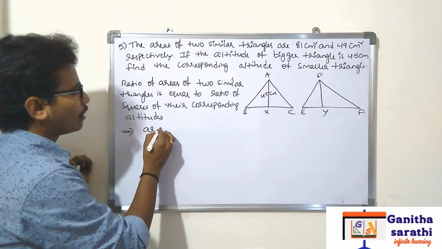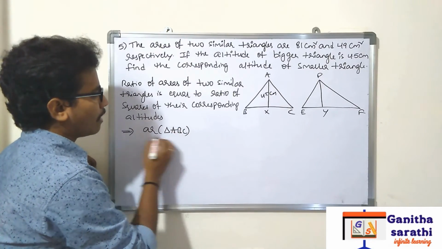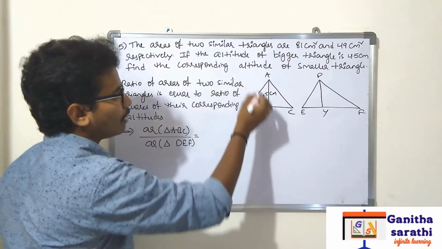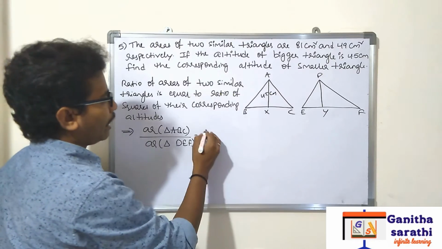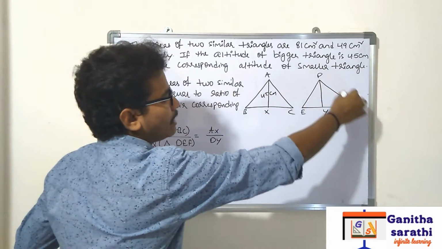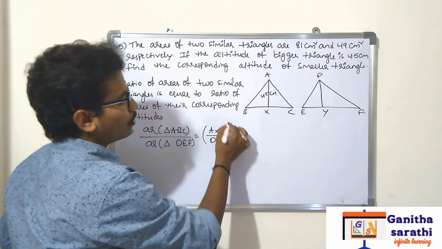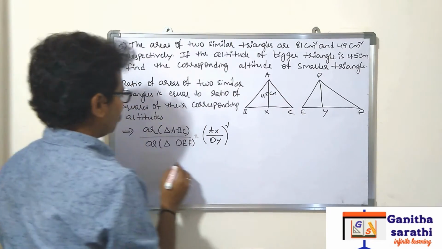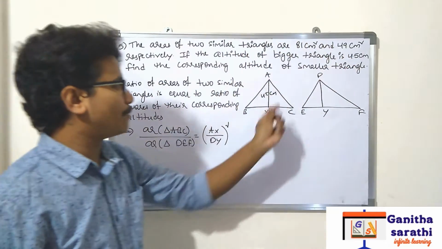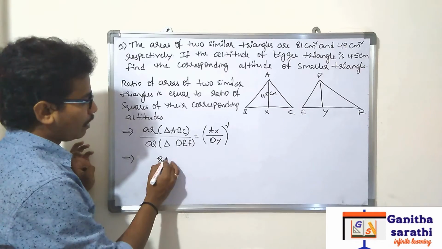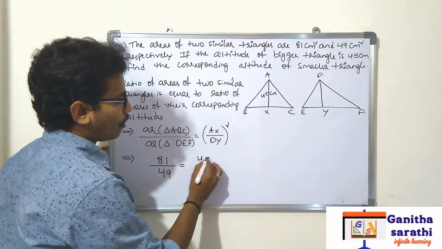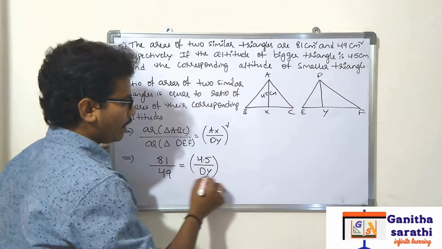Now see, what are the two triangles? Area of triangle ABC by area of triangle DEF is equal to, what are the corresponding altitudes here? AX by DY, right? AX is altitude of bigger triangle, DY is the altitude of smaller triangle, whole square. We have to find DY. Okay, now he is giving areas of two similar triangles are 81 and 49 respectively. So what is bigger triangle area? 81. What is smaller triangle? 49 is equal to AX value is 4.5 by DY whole square.